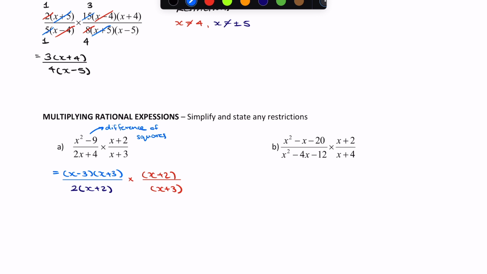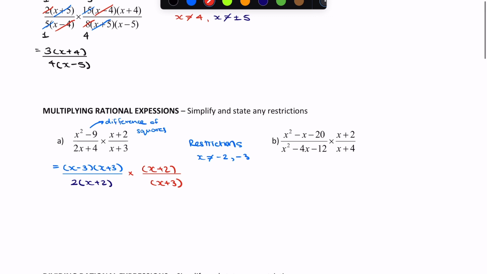So here we see that we have a few restrictions. So our restrictions are x cannot be equal to -2 and -3. Now we can cancel these out, x plus 2, x plus 2, x plus 3, x plus 3. So here we're left with x minus 3 over 2 as our final answer. And we can actually get rid of these brackets here.